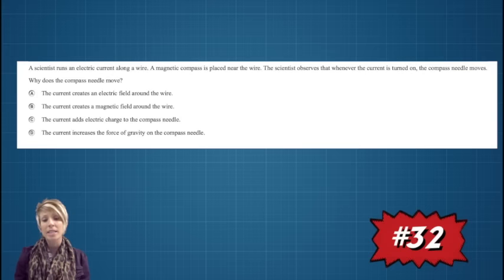Okay, number 32. A scientist runs an electric current along a wire. A magnetic compass is placed near the wire. The scientist observes that whenever the current is turned on, the compass needle moves. Why does the compass needle move?